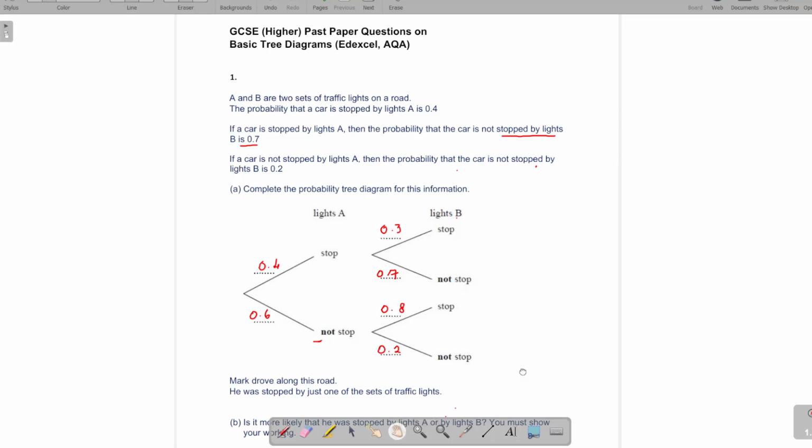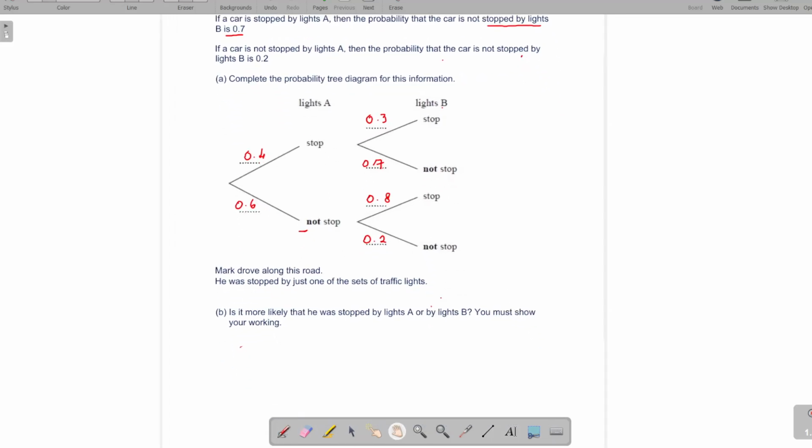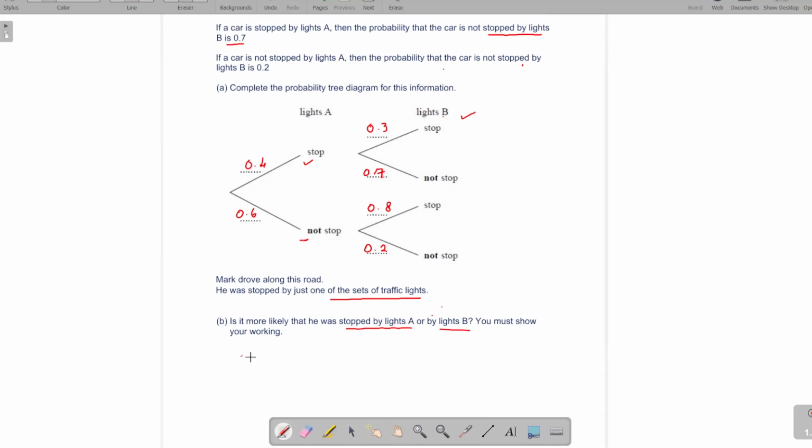Now Mark drove along this road. He was stopped by just one of the sets of traffic lights. So he's either stopped by light A or stopped by light B. Is it more likely that he was stopped by light A or light B? So let's work out the probability of being stopped by light A and not by light B.